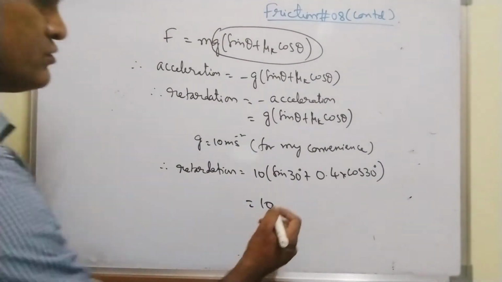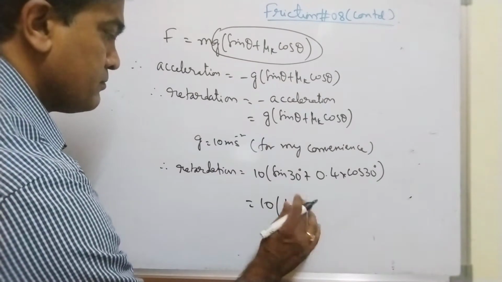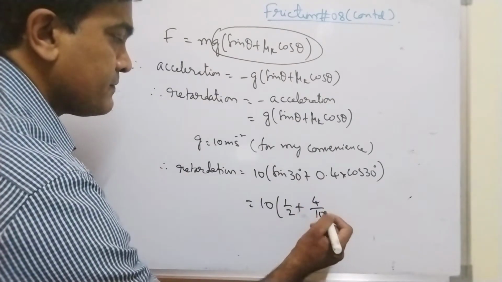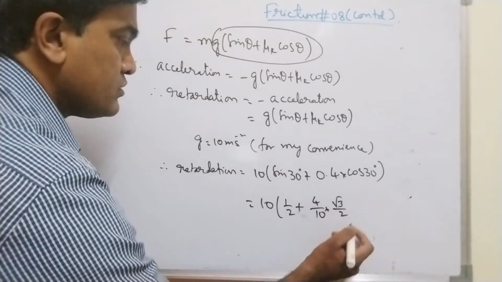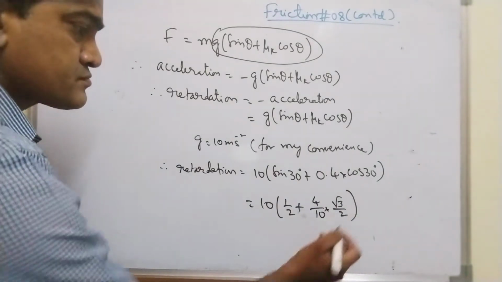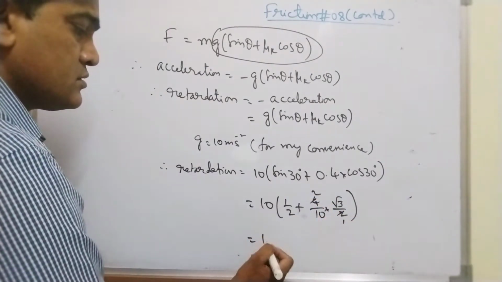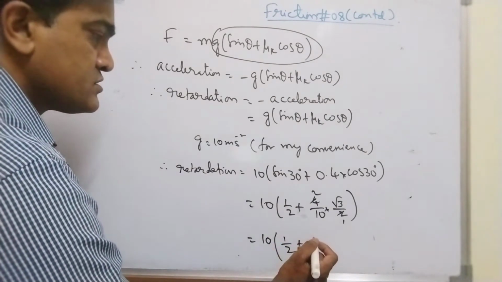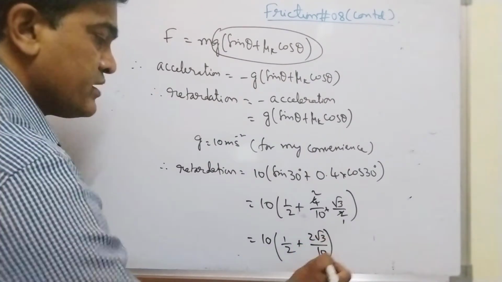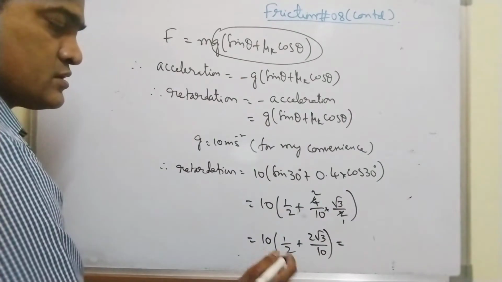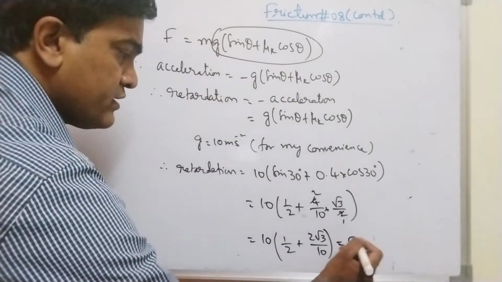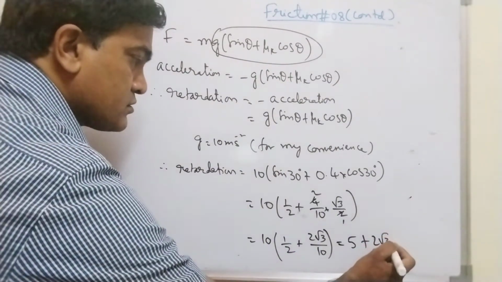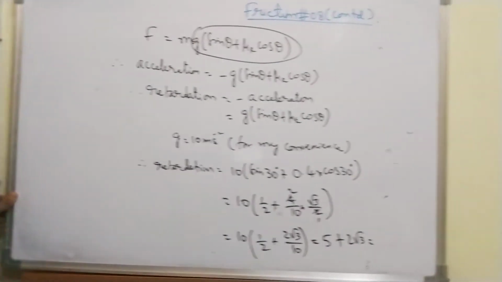Retardation, you will get some value. Sin 30 is 1 by 2 plus mu k, I can write this one as 4 by 10 into cos 30 is root 3 by 2. So 10 into 1 by 2 plus 2 root 3 by 10. If you expand this, 10 into 1 by 2 is 5 plus 10 gets cancelled, 2 root 3. So this is the value of retardation.